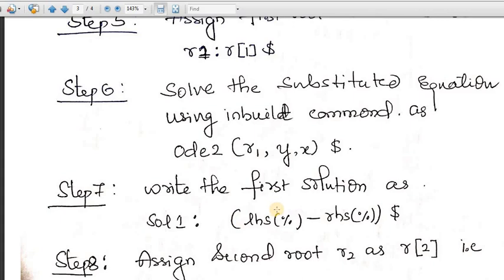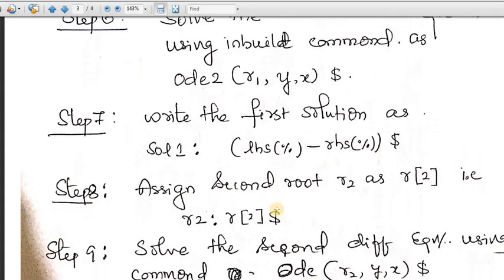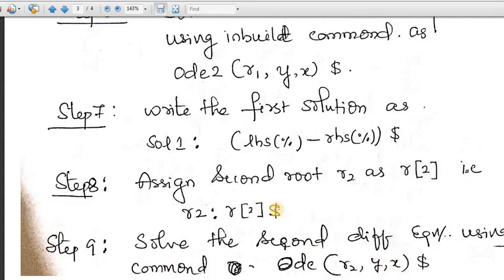this. Now we'll go for the second solution, because we are getting a quadratic equation, p square is there, so we will get two roots. Let me assign the second root as r2, then r2 equals r of 2. This is the assigning way in Maxima. How do we assign the roots? We assign the roots like this: r of 2 is nothing but the second root, and put a dollar symbol at the end.